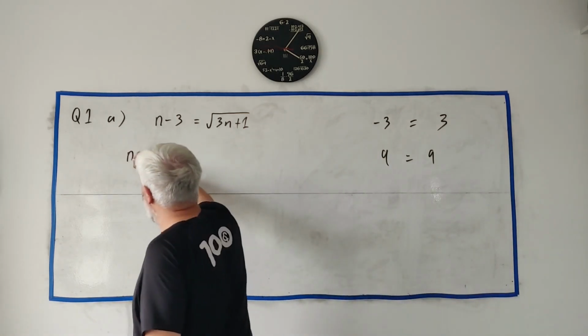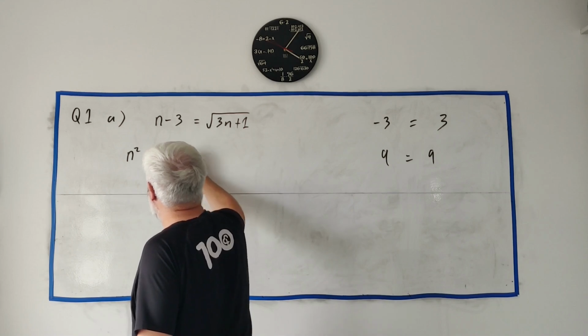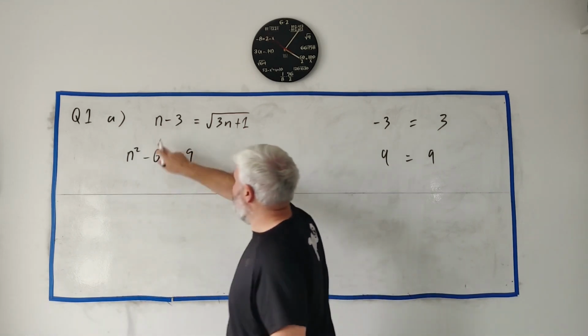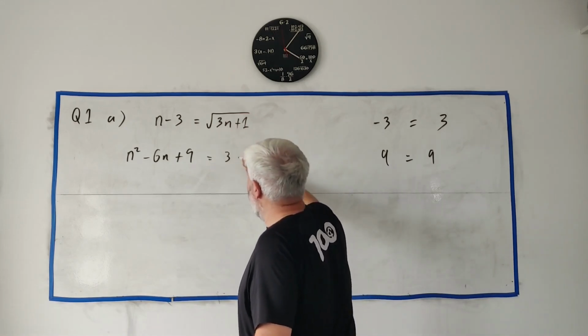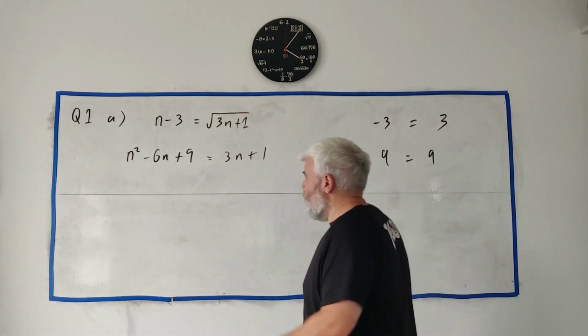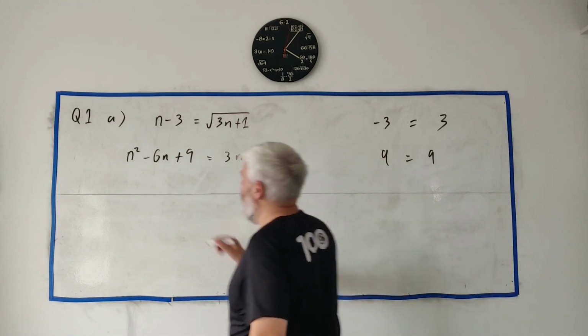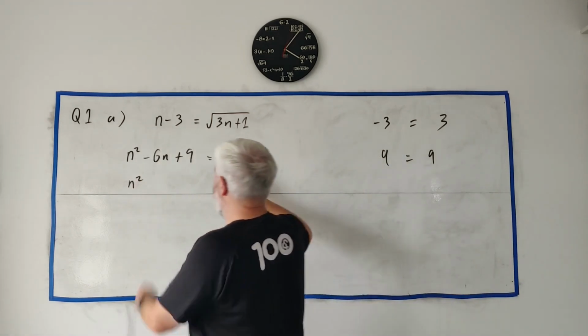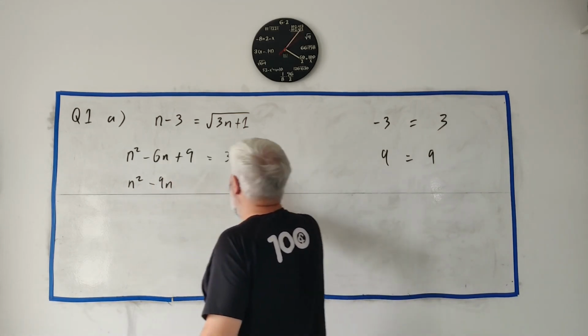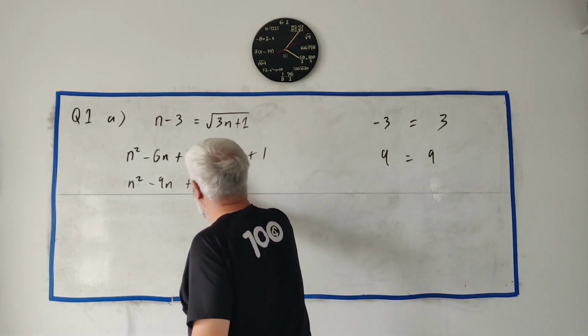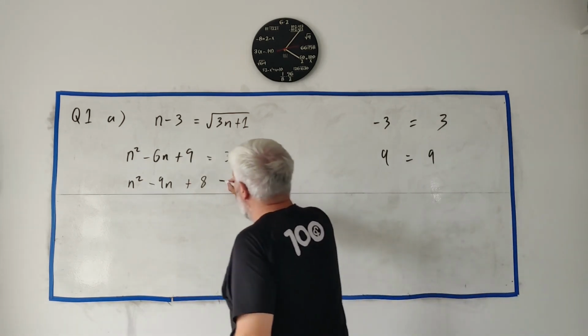The left side squared, we get n squared minus 6n plus 9. 3n's and n times 3 gets the 6n. And the right hand side squared, the square root just disappears. So we're left with this. Let's clean all this up, move it all to the left side. We get n squared minus 6 minus 3 is minus 9n plus 8. 9 minus 1 equals 0.